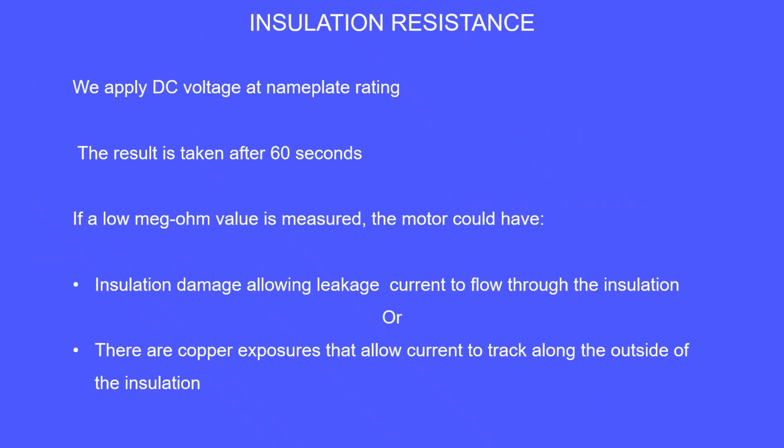The insulation resistance, known as IR testing, is measuring the resistance from the copper winding to ground. It is the resistance across the insulation. When IR testing, we apply rated voltage to the motor for 60 seconds. Our result is taken at the end of that 60 seconds. Does anyone know why we hold it for 60 seconds?